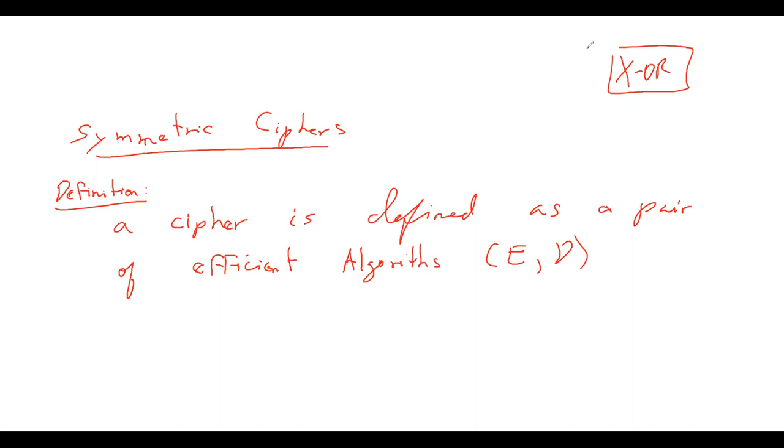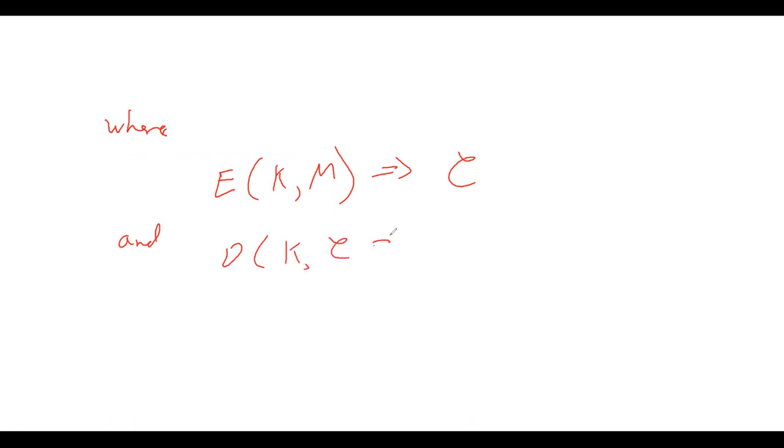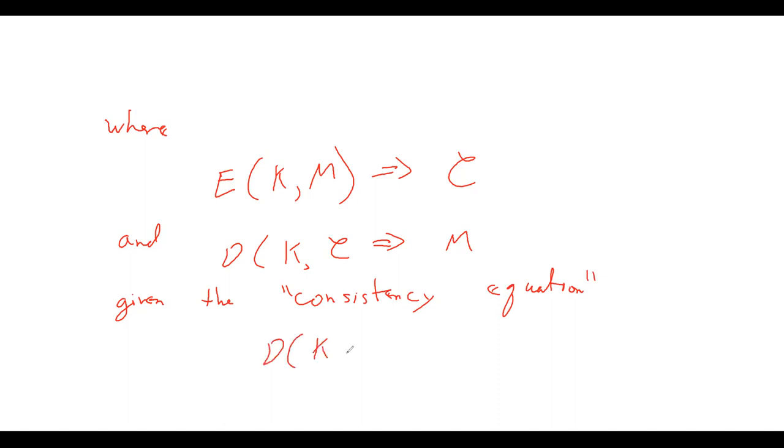So a cipher is defined as a pair of efficient algorithms, E and D, where E(K, M) gives you the cipher. And D, with the same K, but now that cipher gives you back the original plaintext message, given the consistency equation, which is really simple.